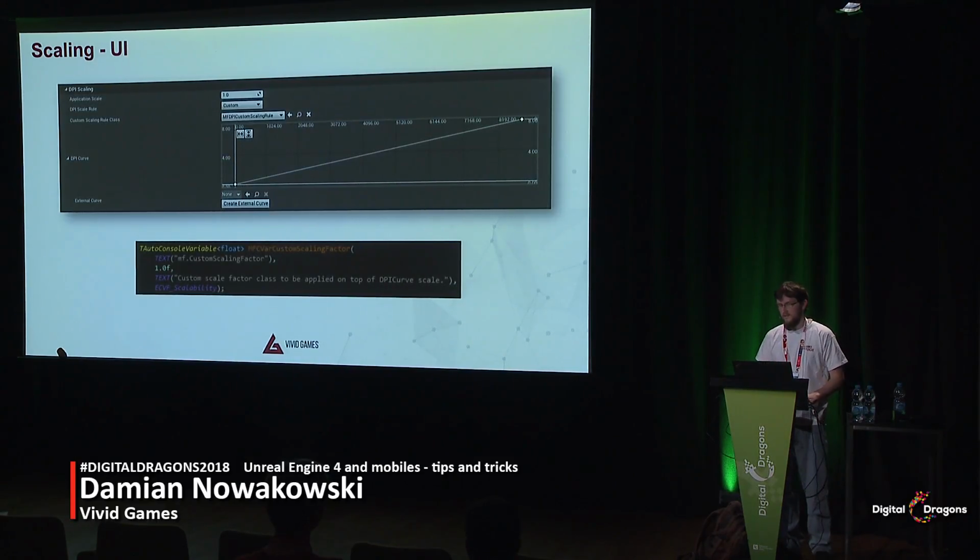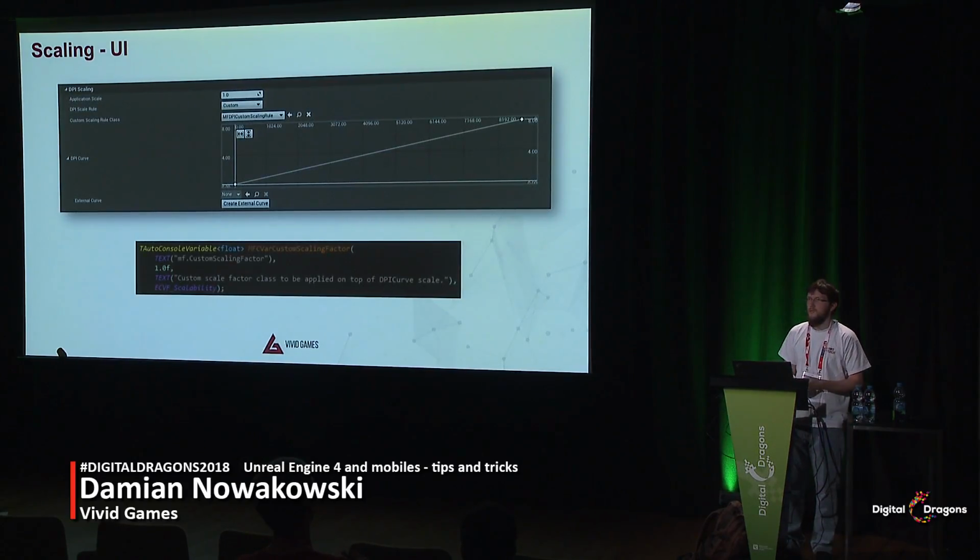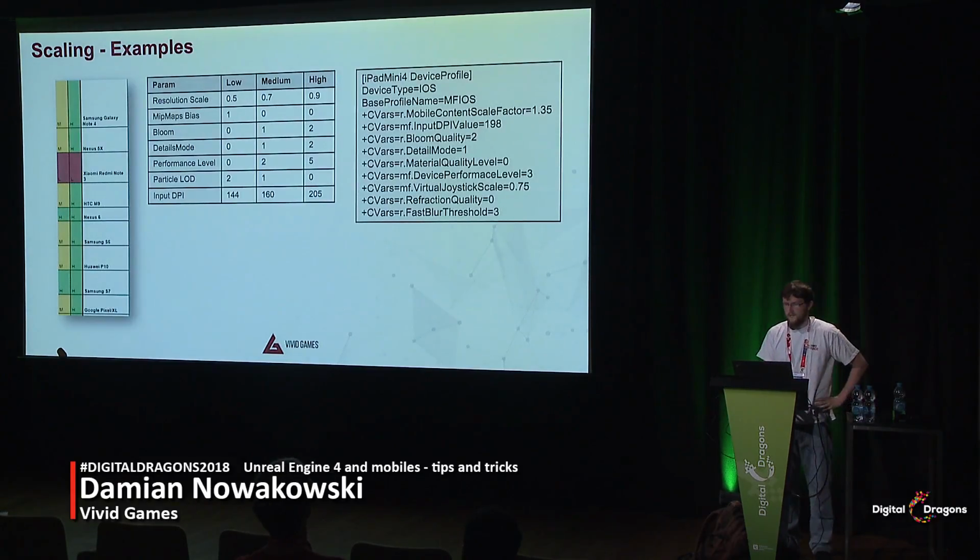But we noticed that this solution is not working very well for us, so we created a custom scaling rule class. When you create this custom scaling rule class, you can apply any changes on the default DPI curve. Here we just created another variable that we can profile, and we were scaling the UI on each iOS device separately, so we could tweak the size of the UI as we wanted. And here are some examples.